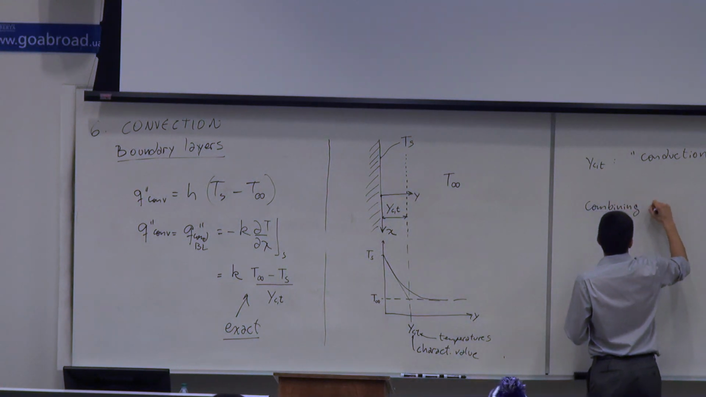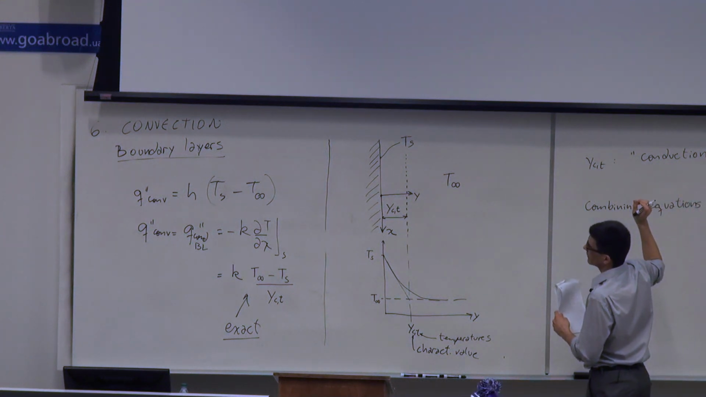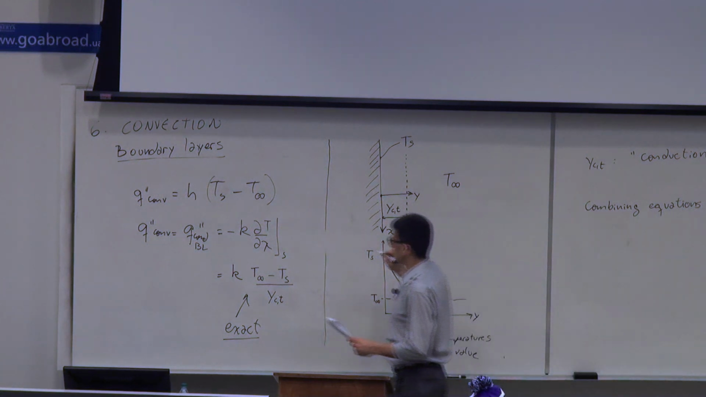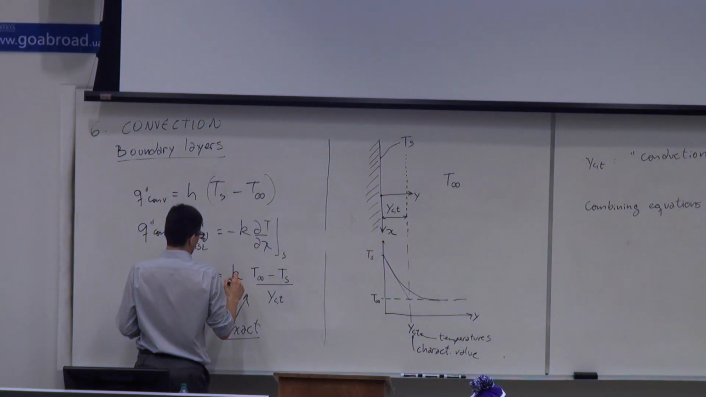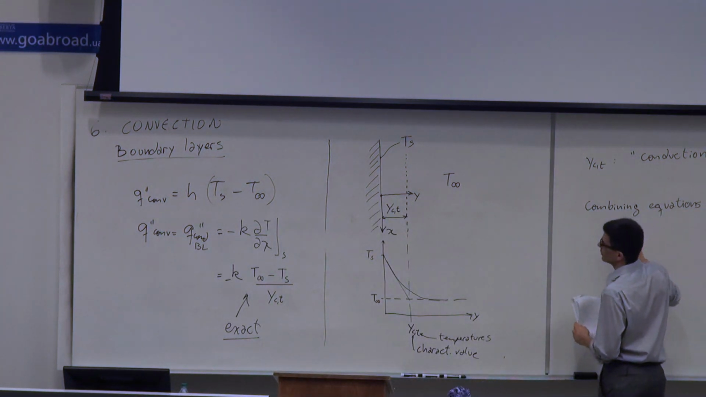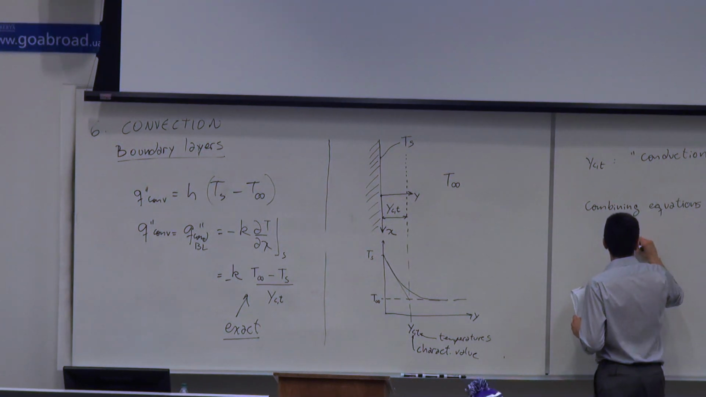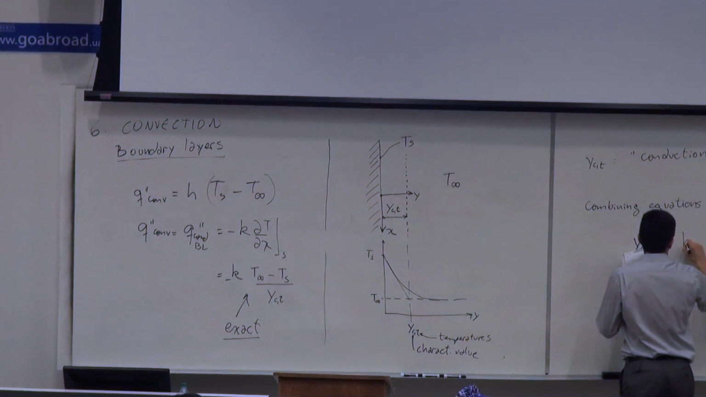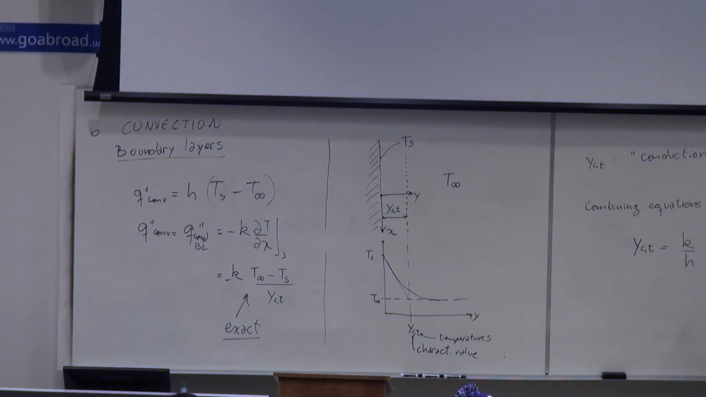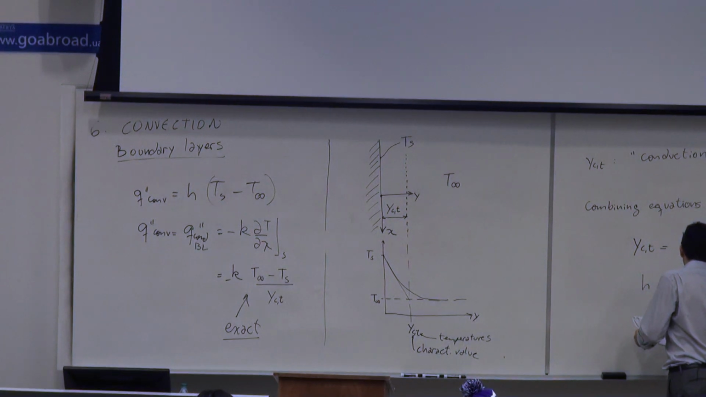Combining equations. See? Yeah, that is minus T infinity minus K. Thank you. So if I combine equations, I am going to end up having that this YCT is K over H. Right? Or I could say H is K over YCT, right? However you like to see it.